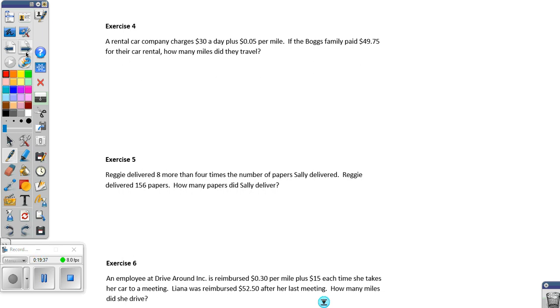If you have attempted exercise 4, just stick with me and we'll go over this question. In our description for exercise 4, it says a rental car company charges $30 a day plus an additional 5 pennies per mile. If the Boggs family paid $49.75 for their rental car, how many miles did they travel? The unknown number is going to be our variable. In this case, let m equal the number of miles traveled.